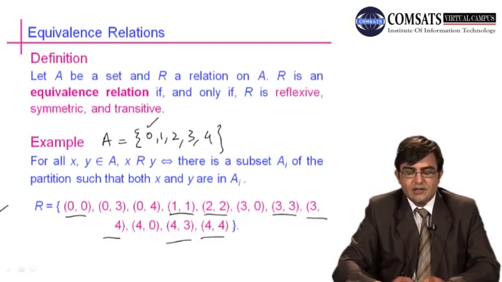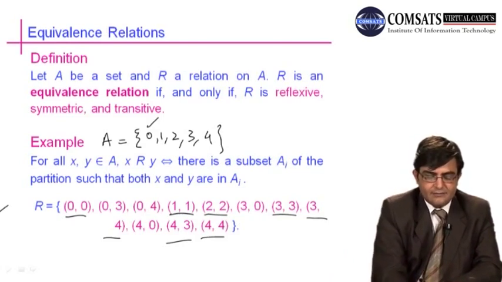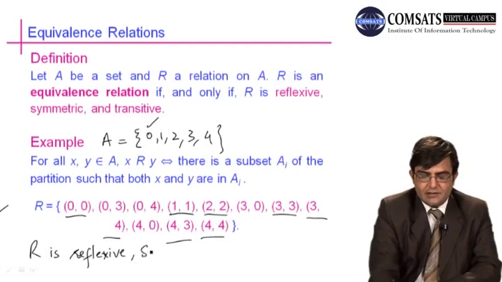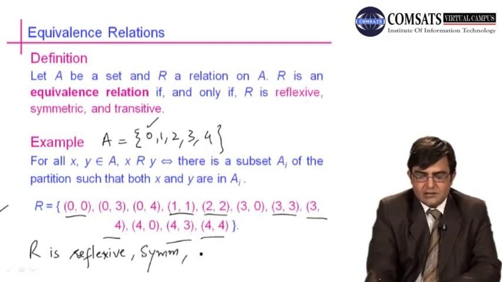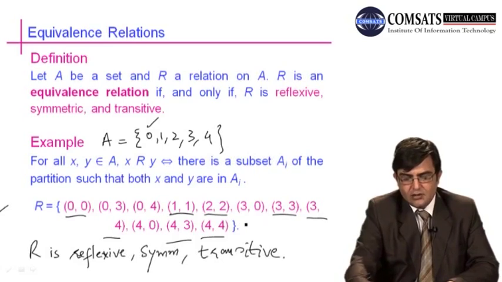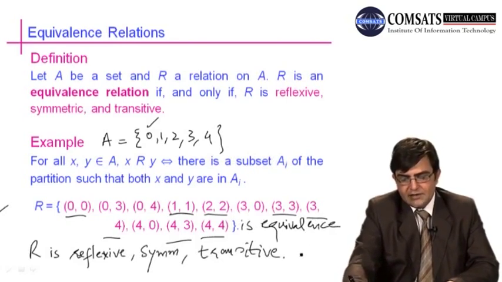So this relation satisfies all three properties of an equivalence relation, that is, R is reflexive, R is symmetric, and R is transitive. So therefore this R is an equivalence relation.